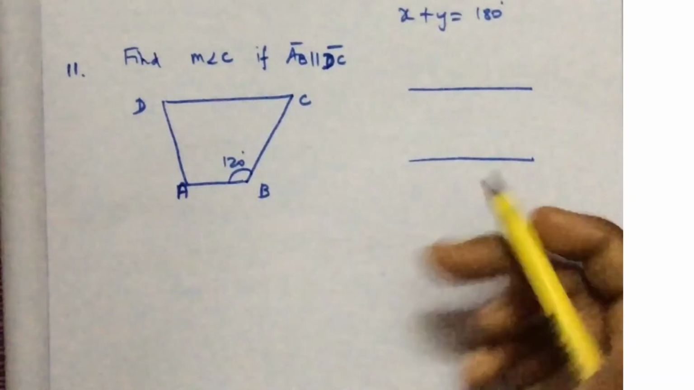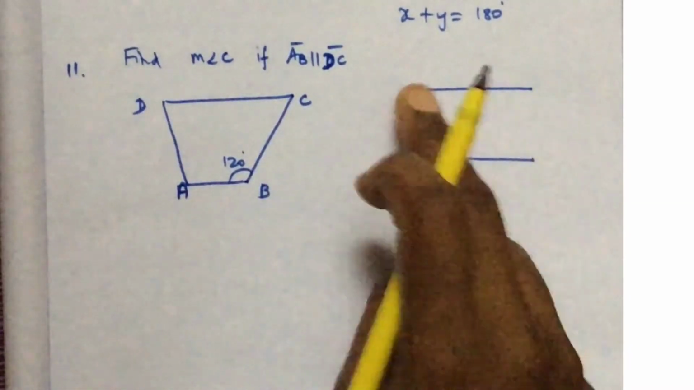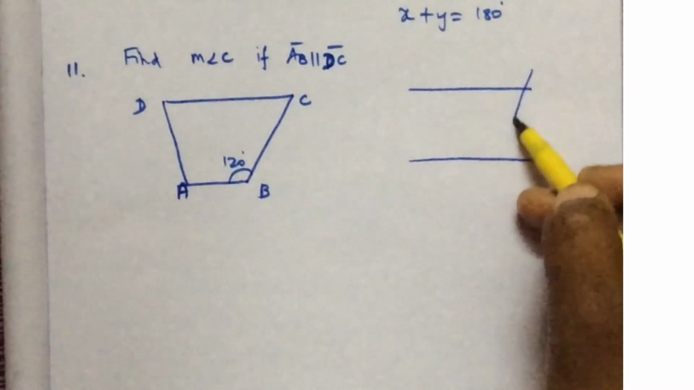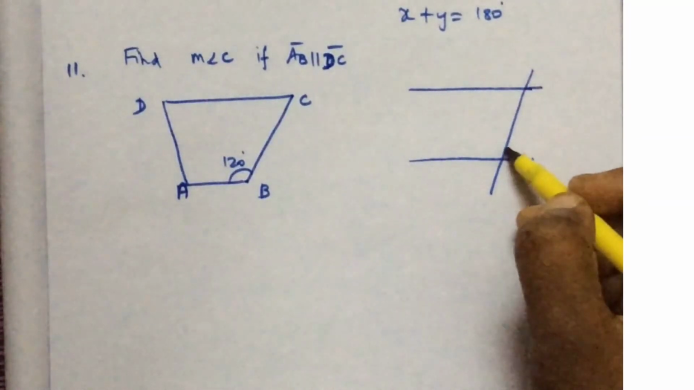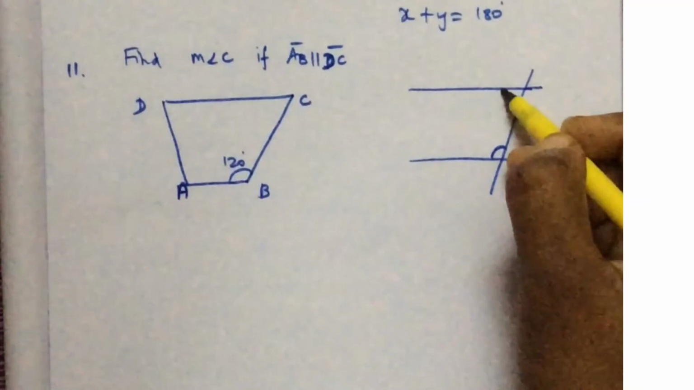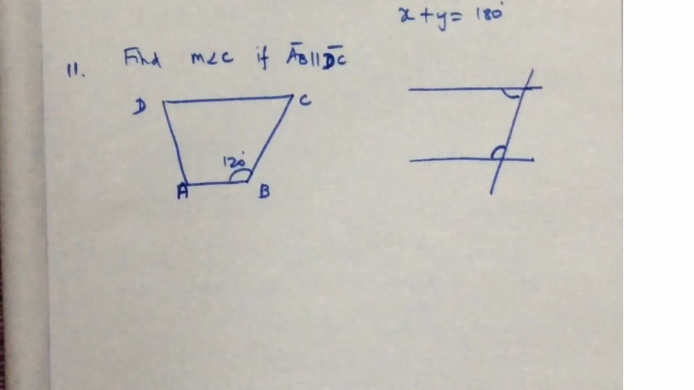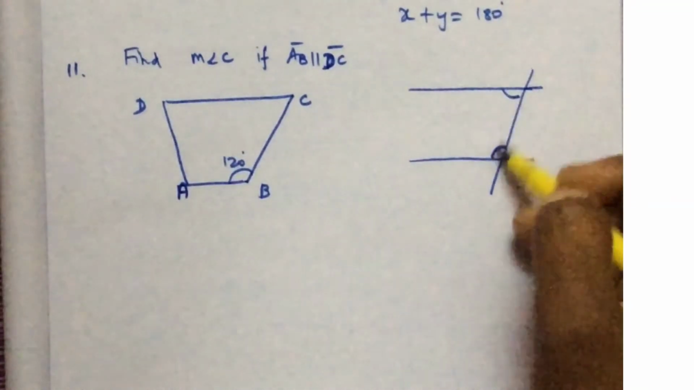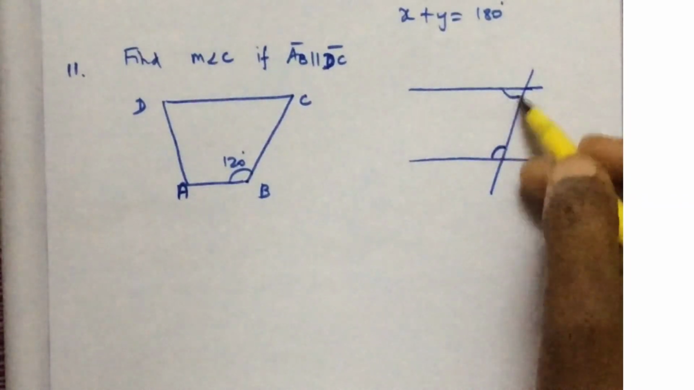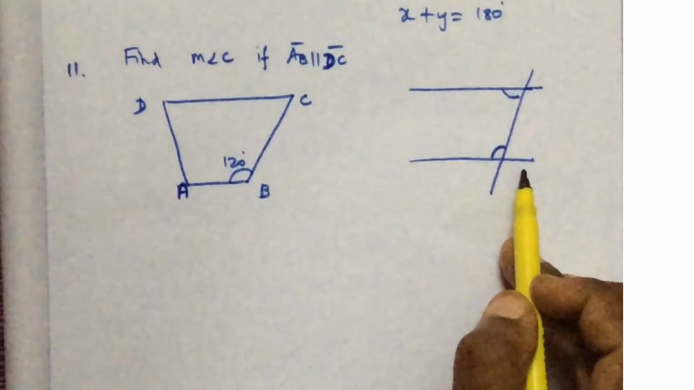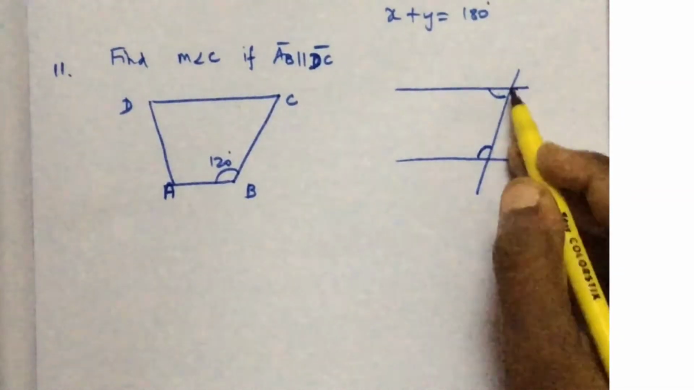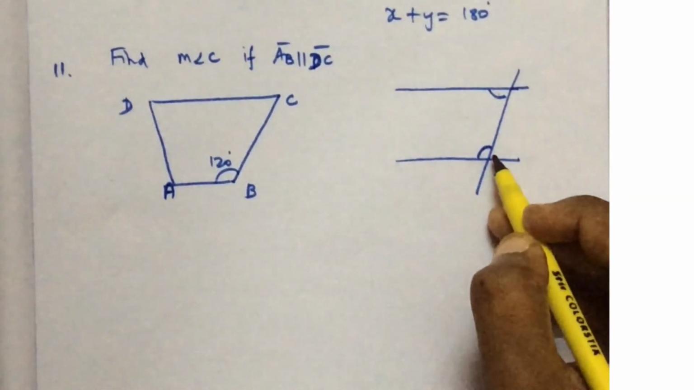Just imagine I am extending these lines, AB and DC. Suppose there is a line like this. So I can say this angle and this angle are interior opposite angles. These two are interior opposite angles. When I add these two angles, I should get 180 degrees. Then only I can say these two lines are parallel.